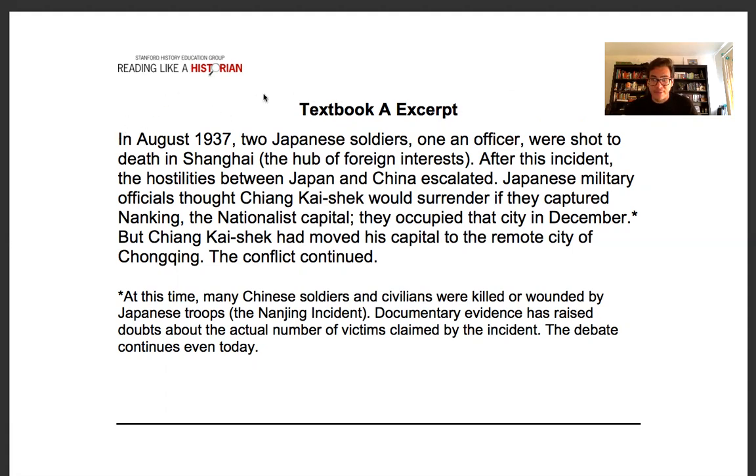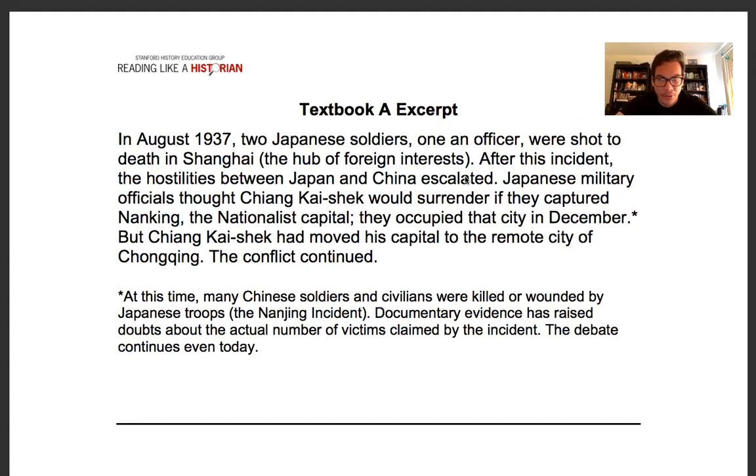August of 1937, 2 Japanese soldiers, one an officer, were shot to death in Shanghai, the hub of foreign interests. After this incident, the hostilities between Japan and China escalated. So who started the fight here, according to this textbook? Japanese military officials thought Chiang Kai-shek, who's the leader of part of China, would surrender if they captured Nanjing, the nationalist capital. They occupied that city in December, but Chiang Kai-shek had moved his capital to the remote city of Chongqing. The conflict continued.